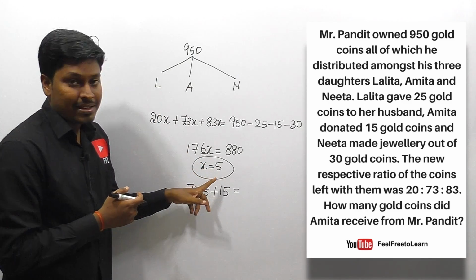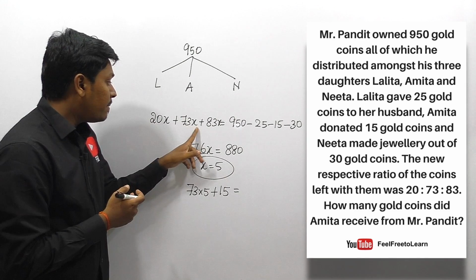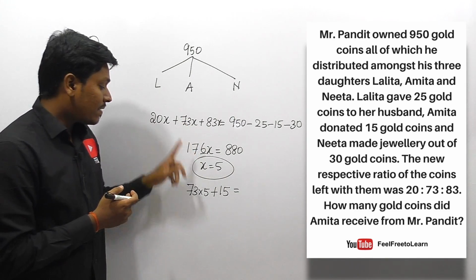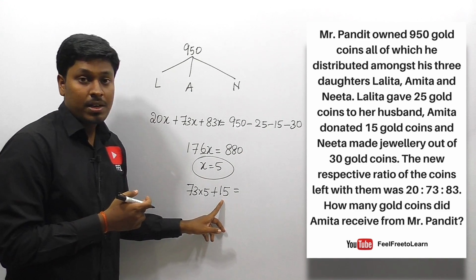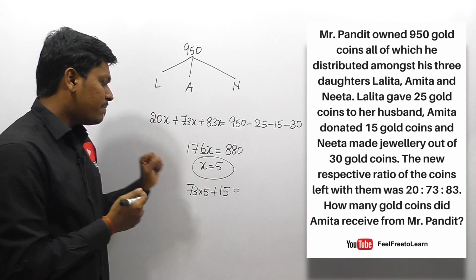We have found the value of x is equal to 5, and we already know that the coins Amita left will be 73x. So 73 into 5 plus 15. Why have we added 15? Because she already donated 15 coins, right? So 73 into 5 plus 15.